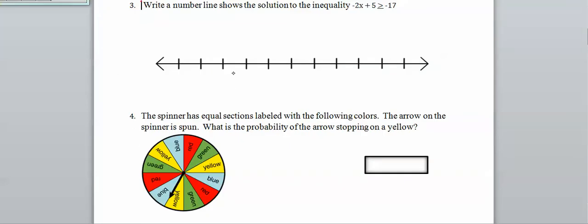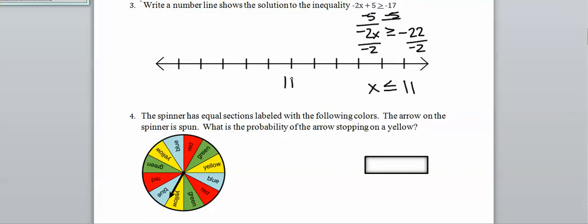Okay, down here they want me to write a number line that shows the solution to the inequality. And the inequality is -2x plus 5 is greater than or equal to -17. So the first step is I take 5 away from both sides, and I'm left with -2x is greater than or equal to -22. Now what I need to do is divide both sides by -2. When you do that, you flip the sign. So now it's x is less than or equal to 11.